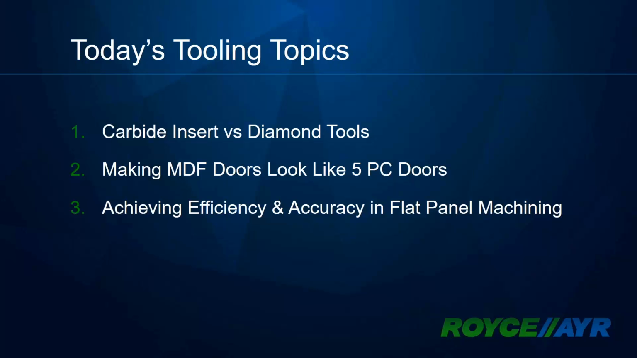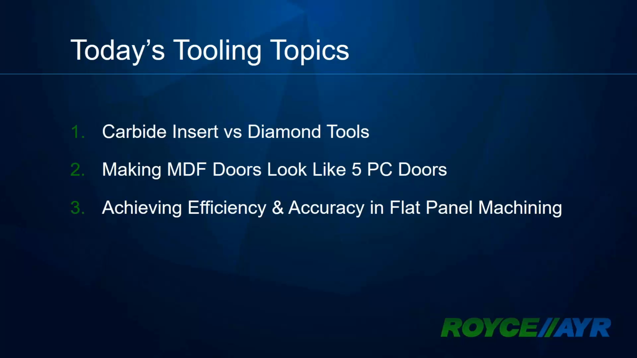We found in the market that a lot of companies are trying to replicate their solid wood five-piece with an MDF product for kitchens that often have painted and stain finishes. And the third thing that we're going to talk about is achieving efficiency and accuracy in flat panel machining. Now, flat panels have become very common in kitchen designs, that contemporary look, and we find a lot of customers have trouble achieving good surface finish and achieving optimized feed rates to optimize their operation for MDF door production. So those three things we're going to talk about.